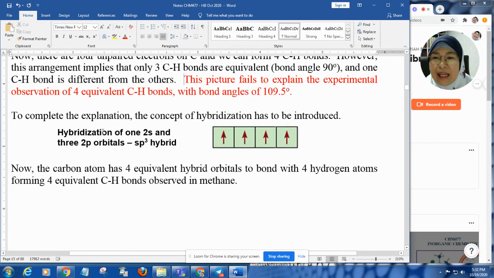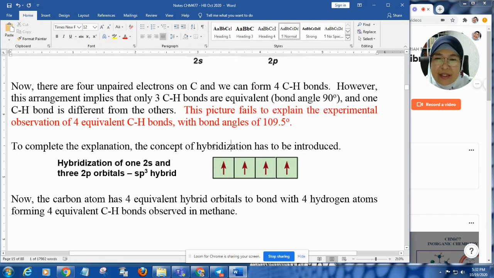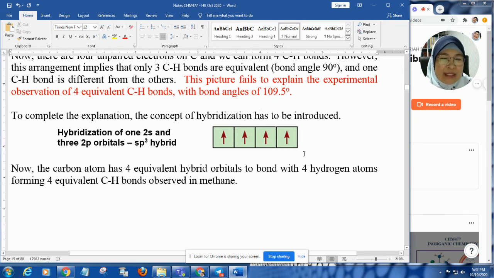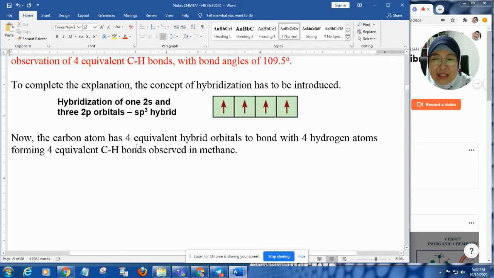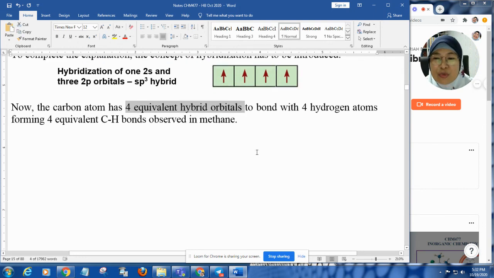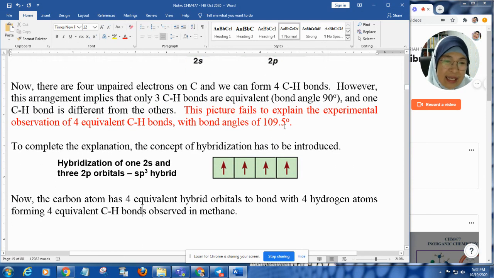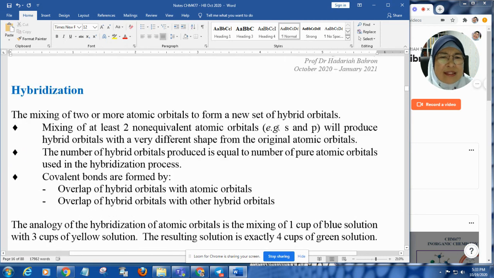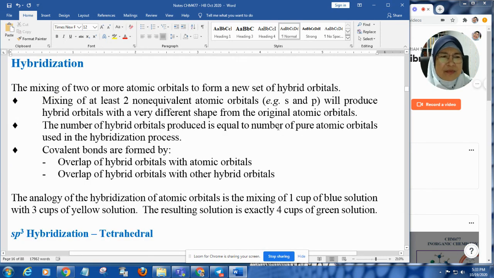Let's have a look at, after hybridization, to complete the explanation of why you have 109 degrees, we go into the concept of hybridization, introduce that we mix the s and the p and we come up with 4 different orbitals that look the same with each other. That allows the carbon atom to have 4 equivalent hybrid orbitals to bond with 4 hydrogen atoms to form 4 equivalent carbon-hydrogen bonds, as is observed in real methane molecule. So shape. What is the shape? Now we go into hybridization.